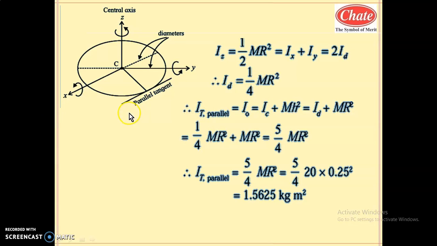We want the moment of inertia about a tangent that lies in the plane. So it is parallel to the diameter axis. So using the parallel axis theorem, the moment of inertia about the tangent in the plane, which is considered as the unknown axis, is equal to IC plus mh square. Here IC is Id and mh square is mr square, h equal to r. So the equation becomes Id is mr square by 4 plus mh square is mr square. So mr square by 4 plus mr square gives you 5 by 4 mr square.